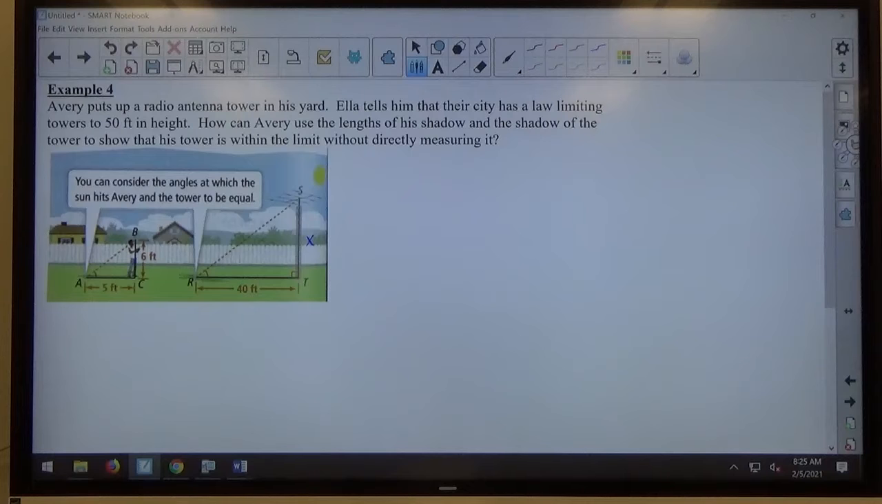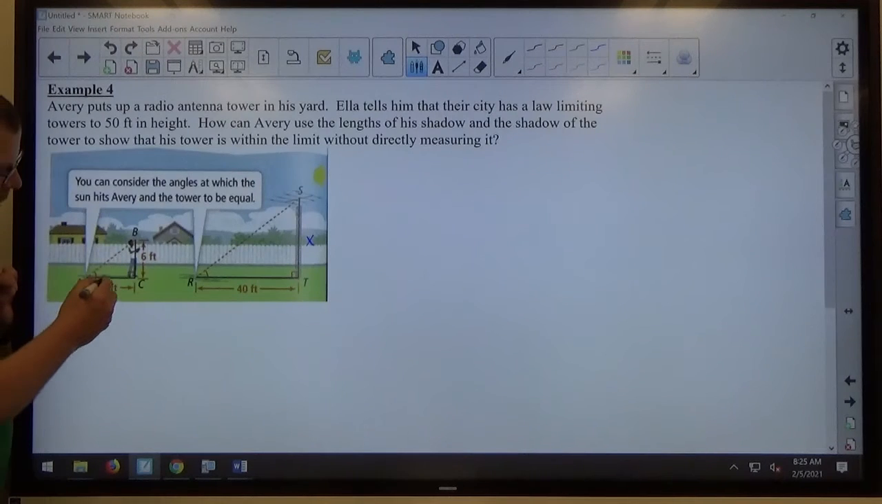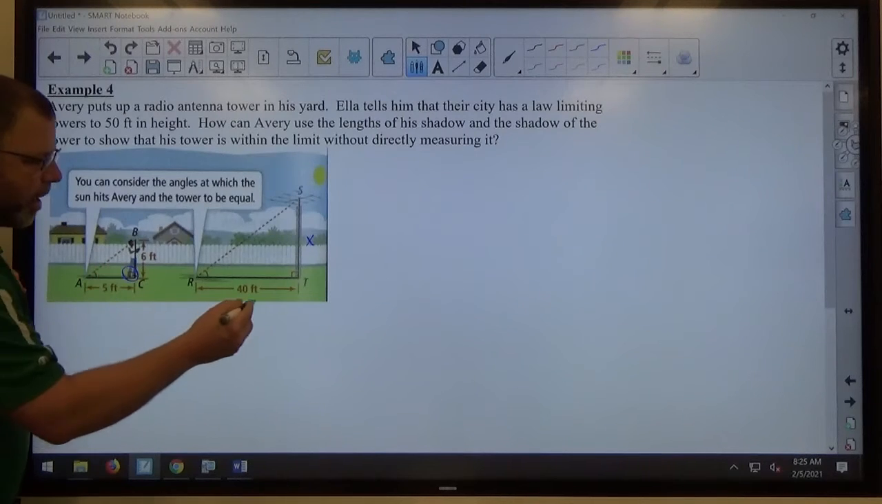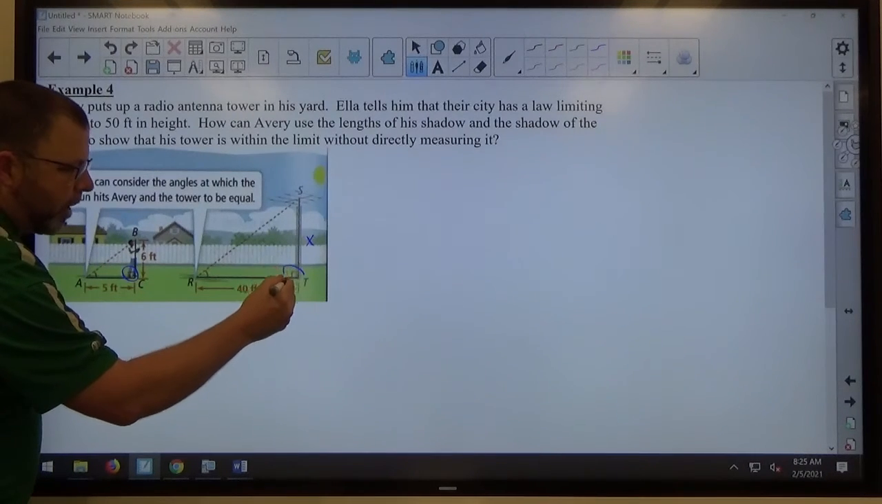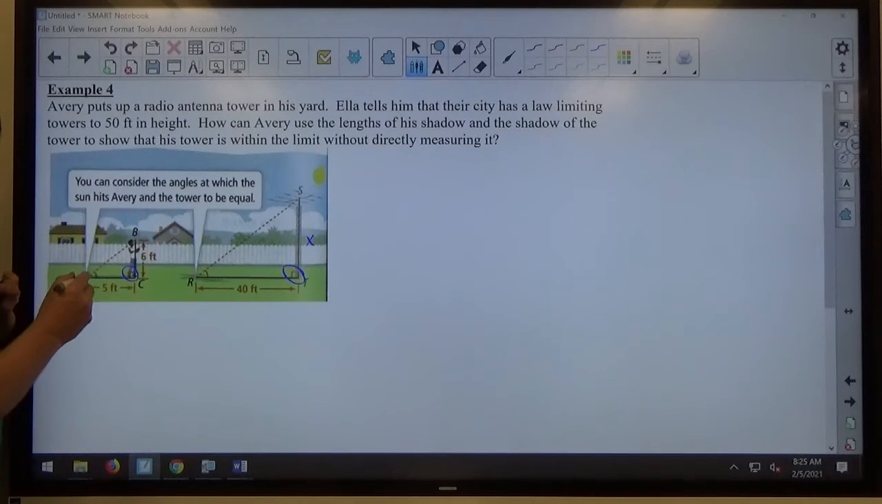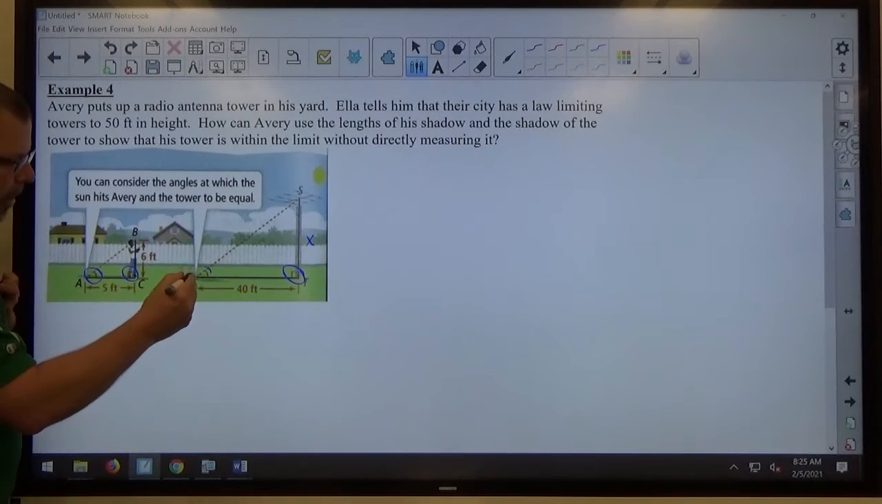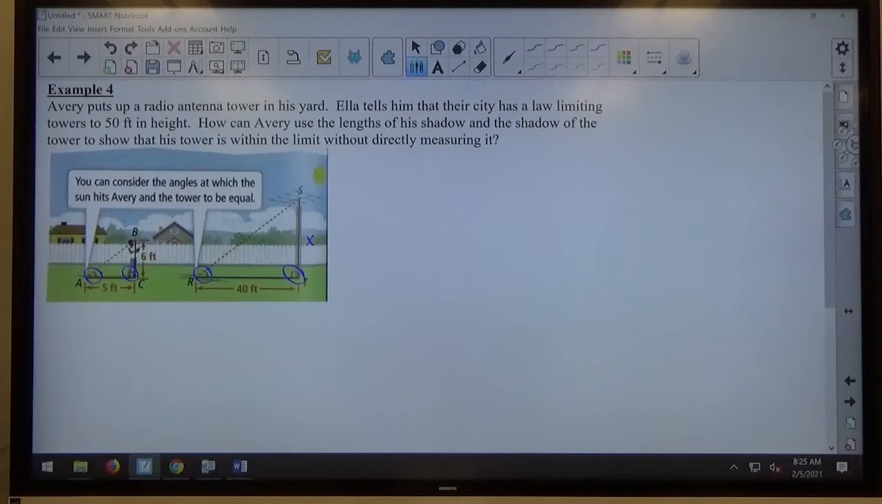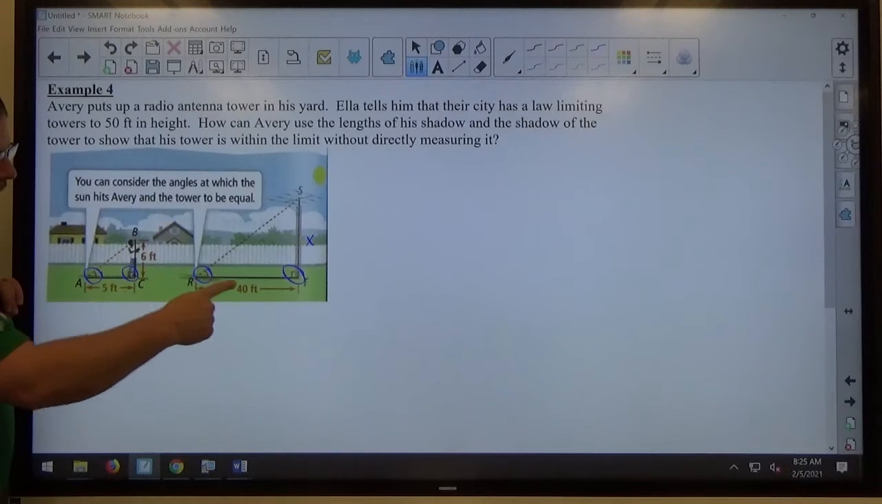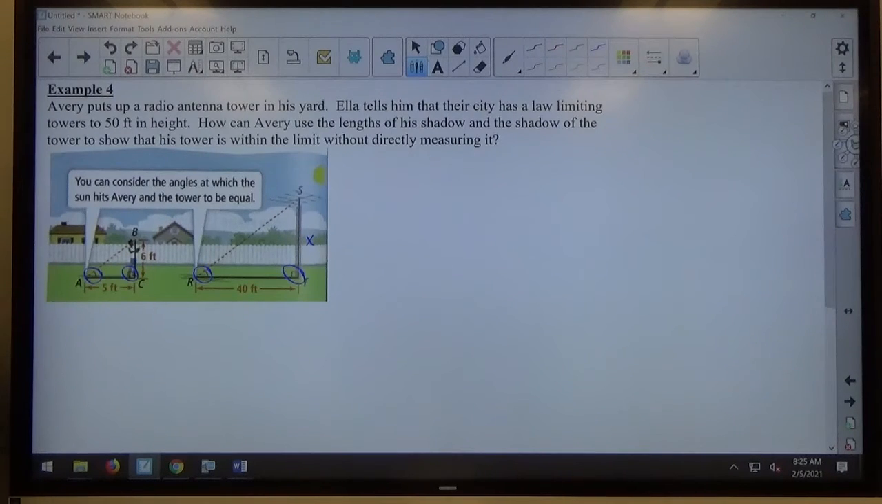similar triangles here. You can see that Avery is standing straight up, making a right angle with the ground. And this is making a right angle with the ground. This angle is congruent to this angle. So looking at the two triangles, we have angle-angle similarity. We might want to try side-angle-side, but we don't know that side yet, so we couldn't use side-angle-side, right? So what we have is angle-angle similarity.